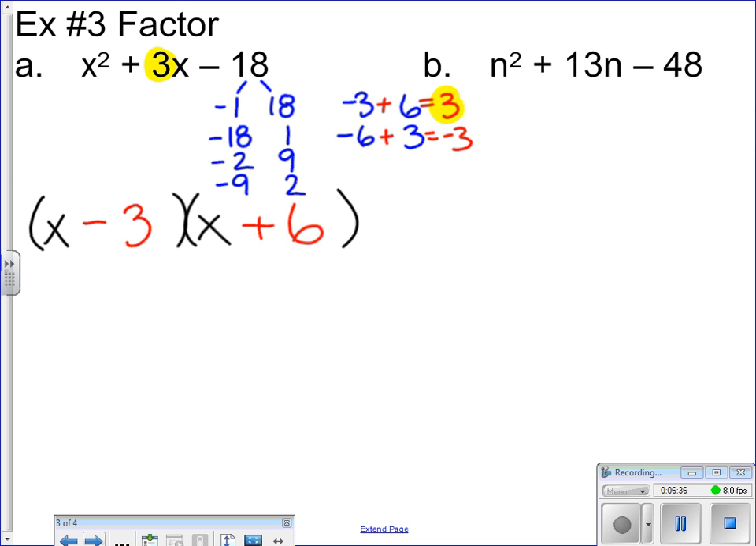Okay, so with the second one here, I'd like you to figure out what times what makes negative 48. I'm going to go ahead and put two parentheses down and put an n in front of each one. Take a moment and figure this out.